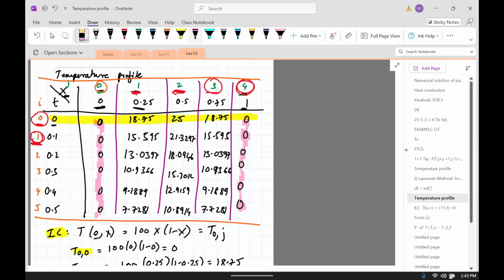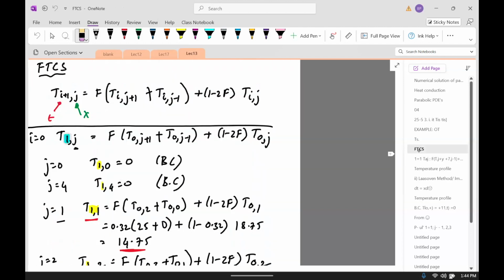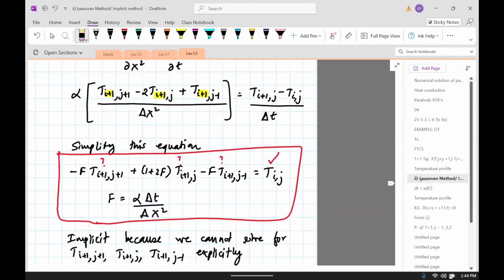We've looked at a method called FTCS, which is fully explicit, and then we looked at a method called Laasonen, which is fully implicit. There's actually a method which is in between. It's called the Crank-Nicolson method. We will not solve a problem, but I'll just put it down. So it gives you the best of the two worlds. It's known as the Crank.